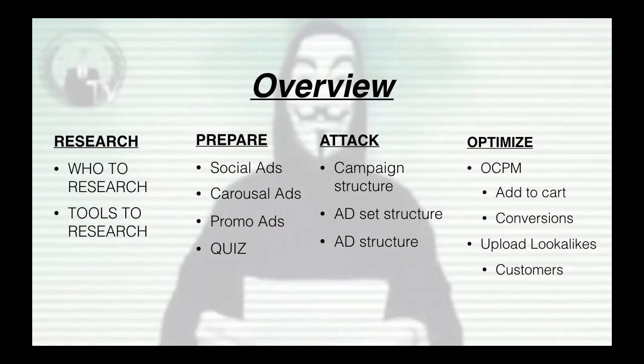In this course, I'm going to break it down into 4 sections. We're going to research, prepare, attack, and optimize, right? It's important to research who your customer is. When you're picking a niche, when you're picking a product to promote, you want to know why those customers are buying that product. So it's important. Now let's dive into the research section, okay?